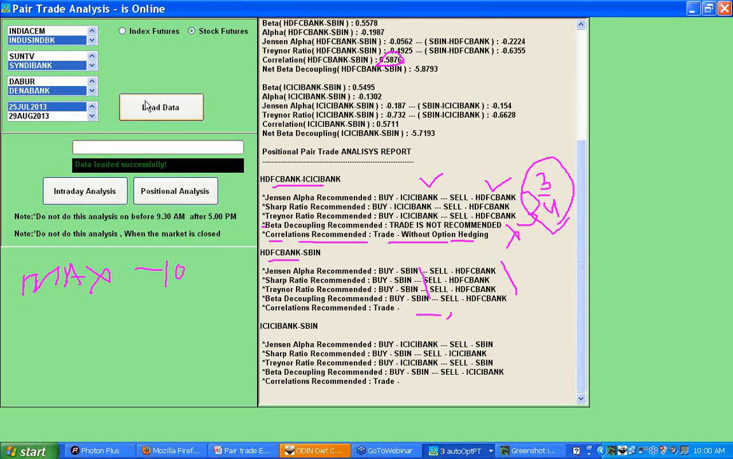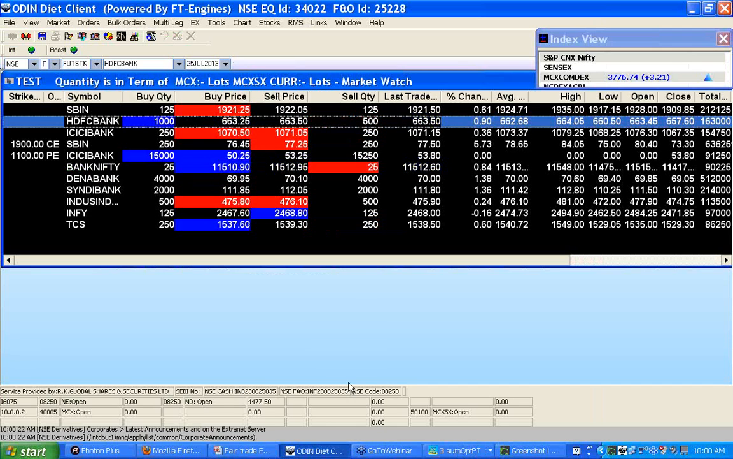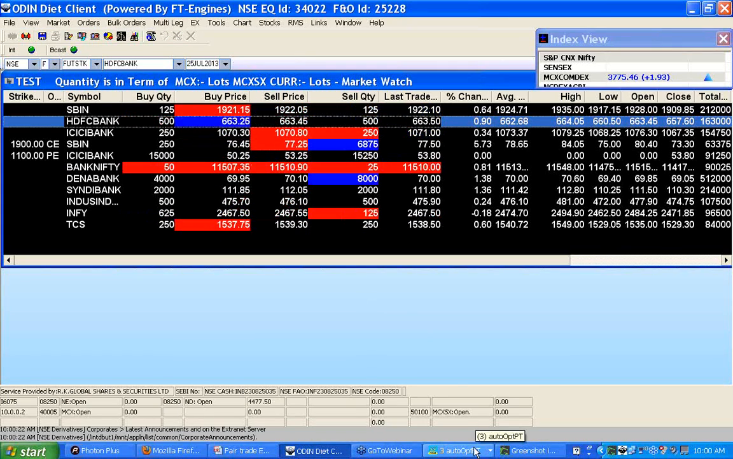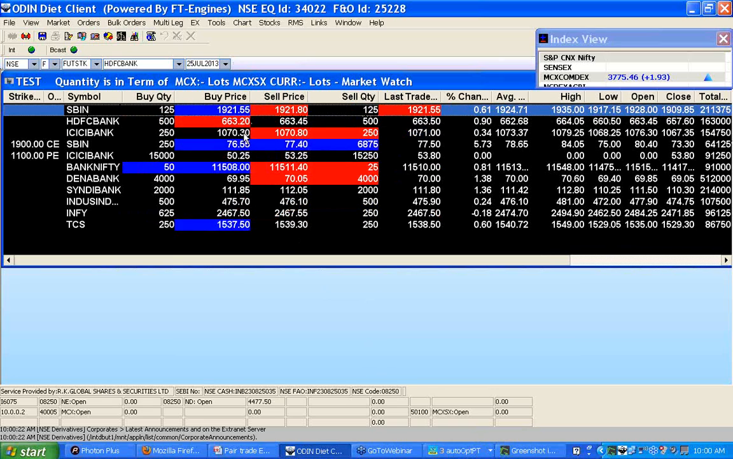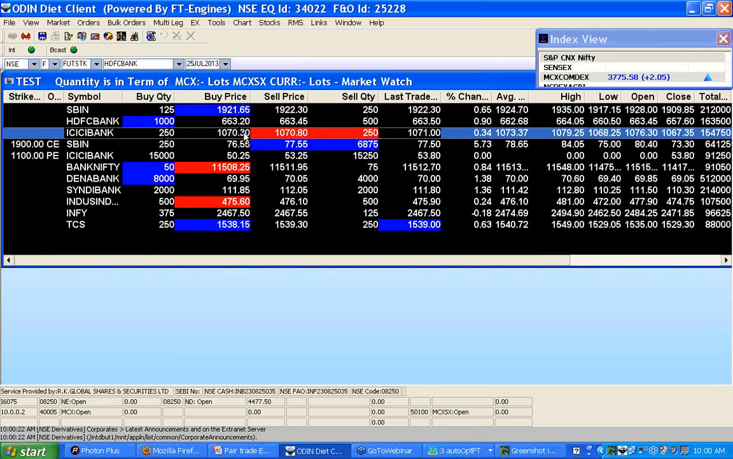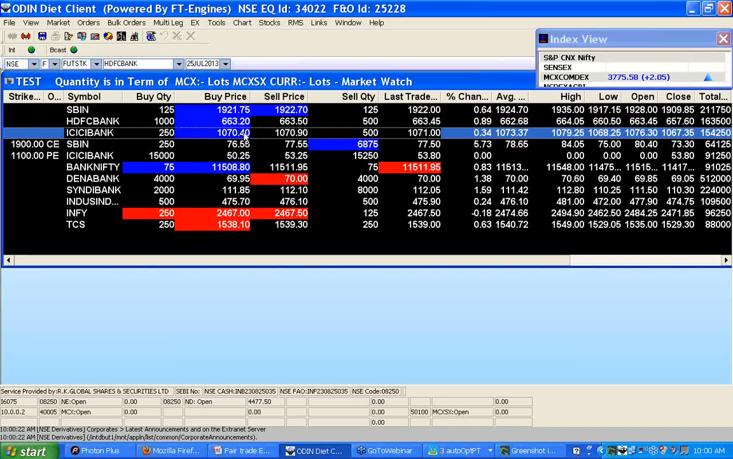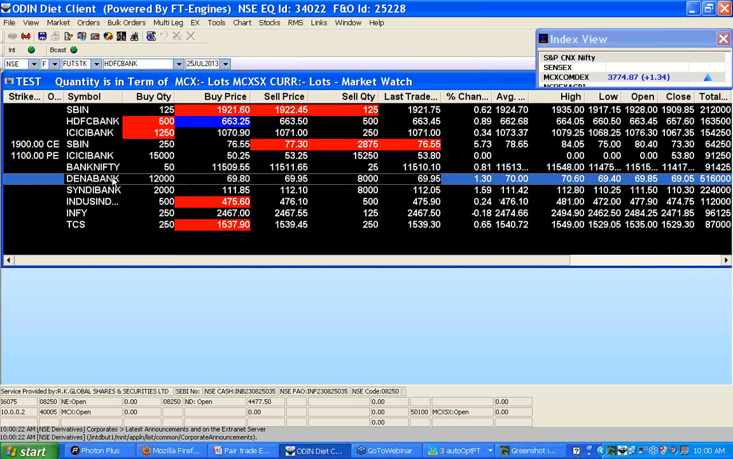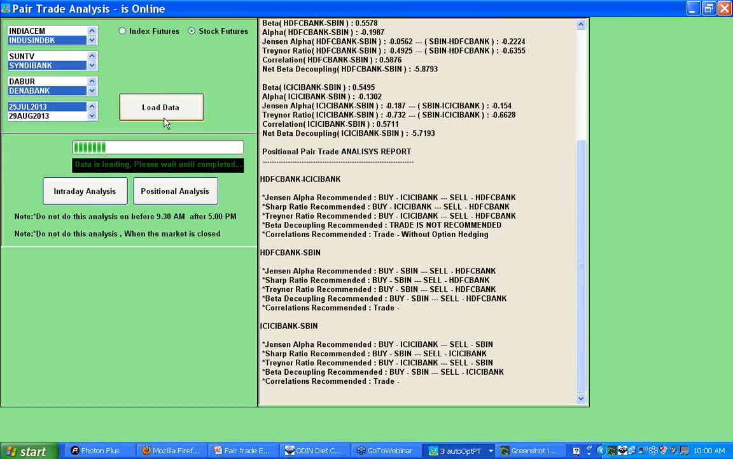Same 25th July. So now I will be just waiting on this data load. Data is loading. Once this data load is completed, I will get some view. But for intraday, I have already got that I am going to buy State Bank of India and sell ICICI. That will be purely for intraday. And I have given Syndicate, IndusInd and Dena Bank now. So I need to see what that analysis says.